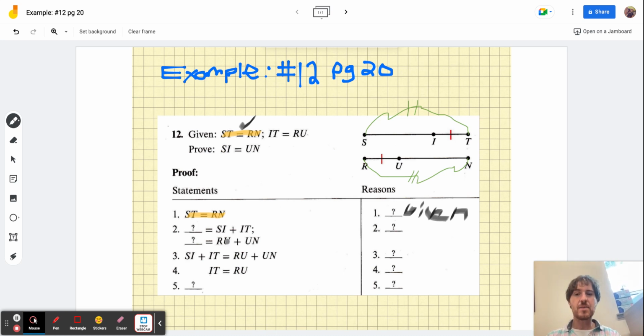Next statement here. This is another thing. We had a different equation. Is this equation here, number 2, given to us? No, it wasn't given to us. I don't see SI plus IT anywhere in the given. I don't see RU plus UN anywhere in the given. So something might have happened. I also only have one equation here in step number 1. So this isn't an addition property of equality. Why? Well, ST equals RN, that's just one equation. Addition property of equality has me take one equation and add it to another equation.